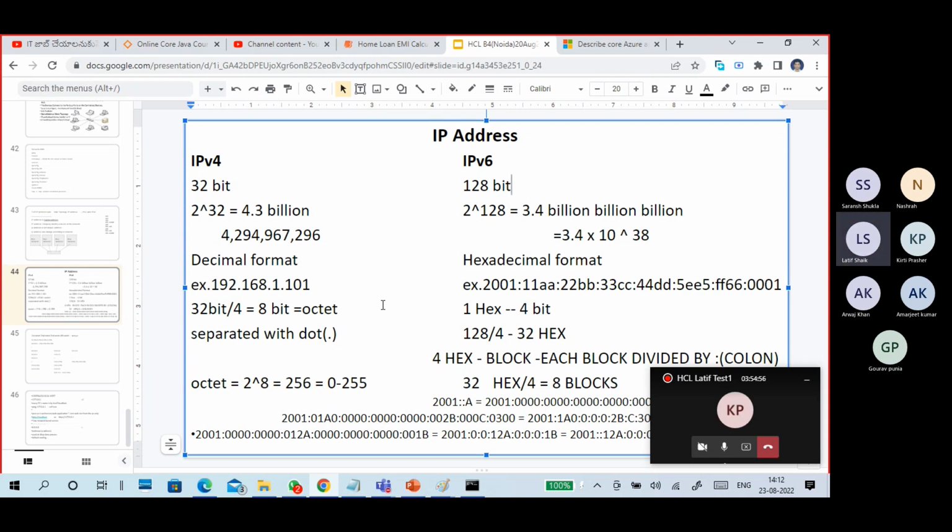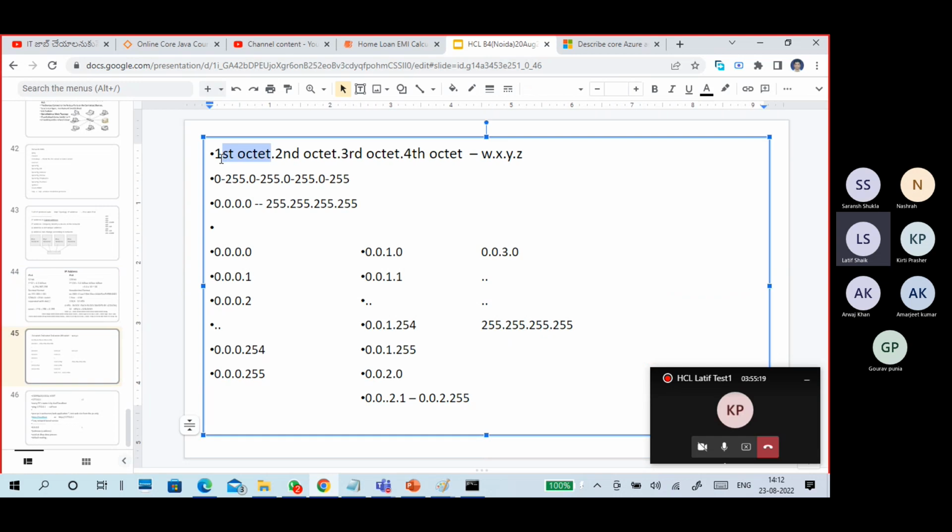So IPv4 is 32-bit and there are 4 octets. So 32 divided by 4 means each octet size is 8 bits. The value of each octet is 0 to 255. So there is a first octet, second octet, third octet, fourth octet, also represented with certain letters. Each octet size is from 0 to 255.